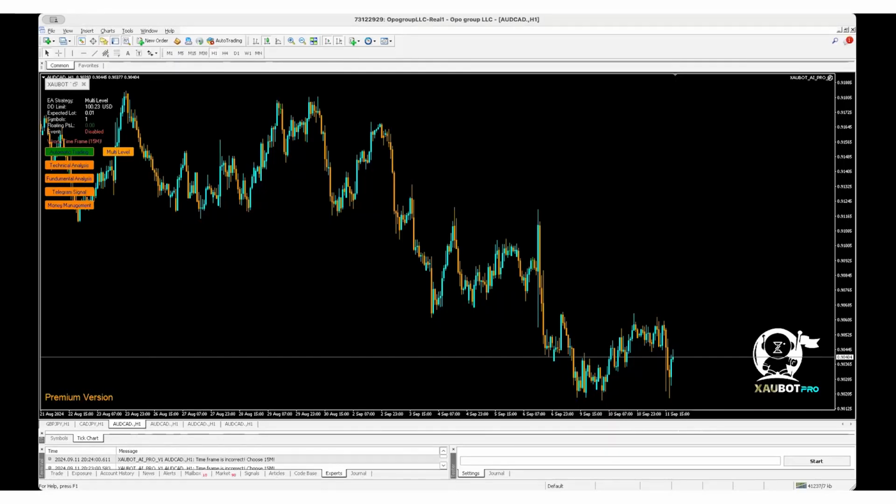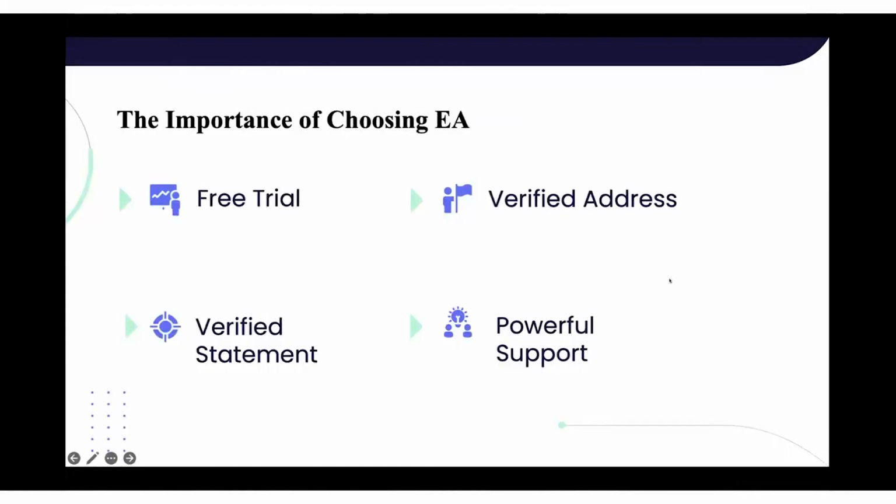I want to share the PowerPoint again. I want to tell you about the importance of choosing EAs. This is so important. First of all, you have to find an EA that has a free trial. This is so obvious. If you find one EA without a free trial, why should I pay for that EA without testing it? Maybe it's a great EA, but it's not proper for my personality, or it's not proper for my prop challenges.